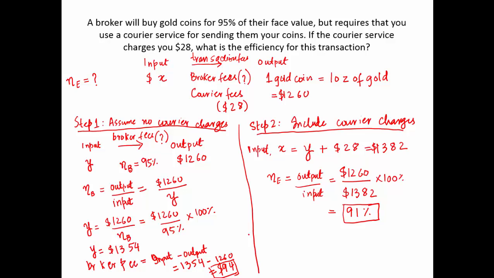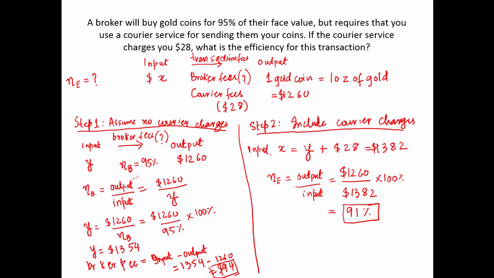So, a couple of things to highlight. When you're solving problems like these where you have multiple transaction costs, it's always good to simplify the problem. So in this case, we simplified the problem assuming no courier fees in the first step, and then we included those fees in the second step. It's good to think of the problem in terms of input and output. And remember, your input might be different depending on if you make any assumptions regarding your transactions.